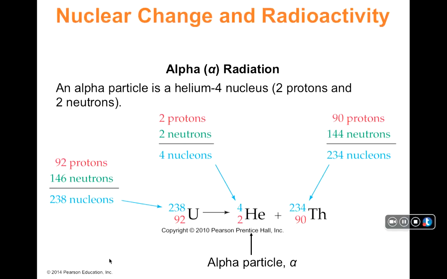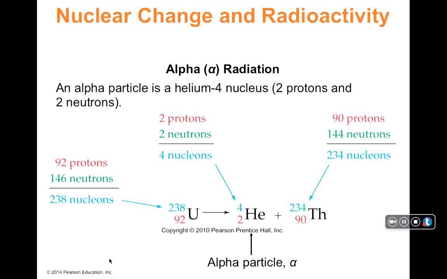So alpha radiation emits an alpha particle. That's a helium-4 nucleus. That means that your initial isotope that you started with is going to lose 4 from its mass number. It also means it's going to lose 2 from its atomic number, right? Because that's the 2 protons that it lost as well. So it will always happen in that fashion.